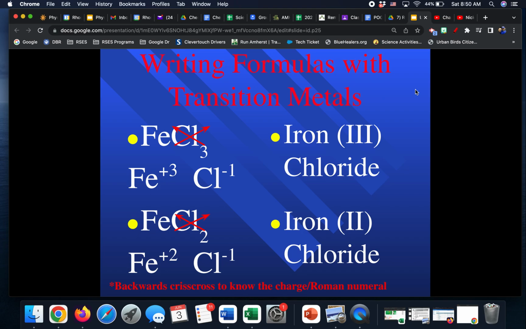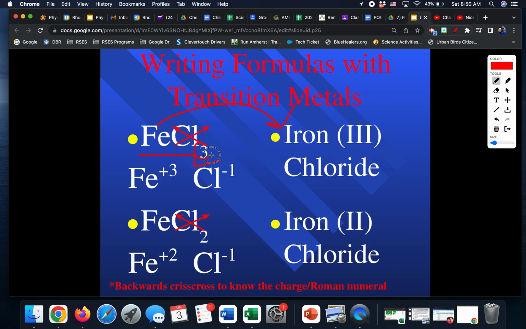And here's the easier way, something called the crisscross method. The crisscross method, the backwards crisscross, will give us the Roman numeral every time. So how does this work? If you are given FeCl3 to name, you're going to find Fe, see it's not in group 1 or 2, and it's a transition metal, so hopefully you'll know it needs a Roman numeral. We still just name the first element, iron, and then we have to find what the charge is. Well, the charge is going to be whatever is on the nonmetal.